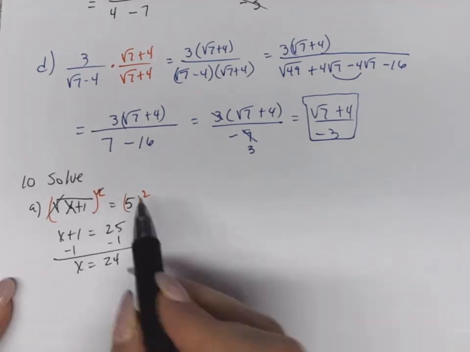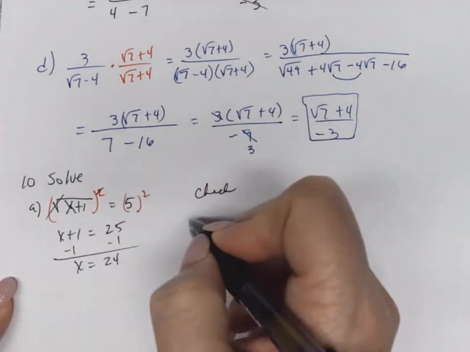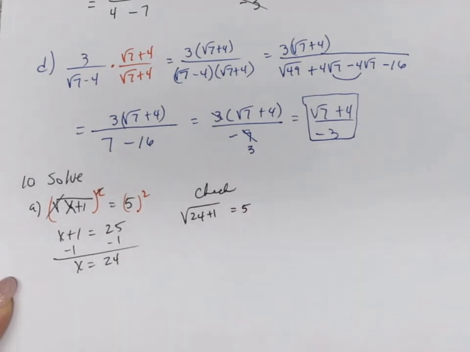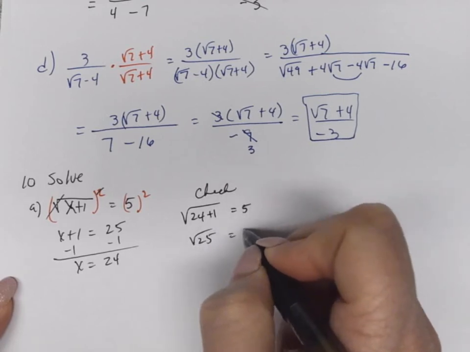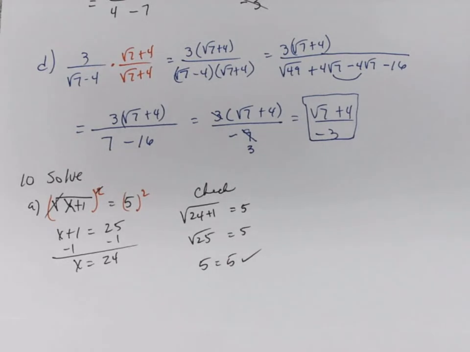Now, because we squared, we always have to do a check on these. So to check it, we're going to plug it into the original. So we'll have the square root of 24 plus 1 equal to 5. 24 plus 1 is 25. And square root of 25 is 5, so it checks.